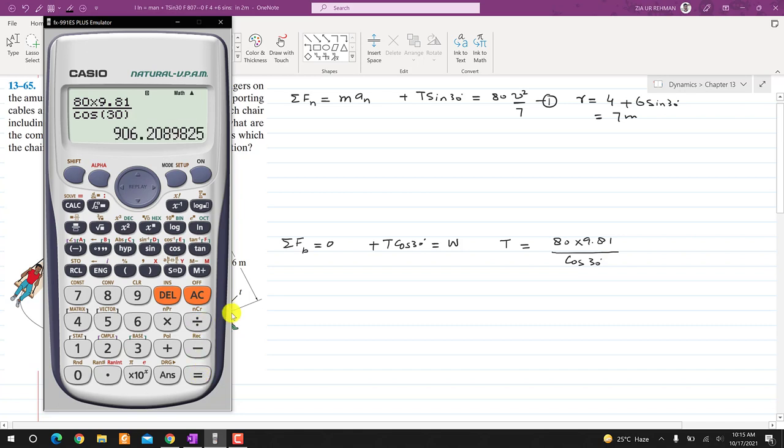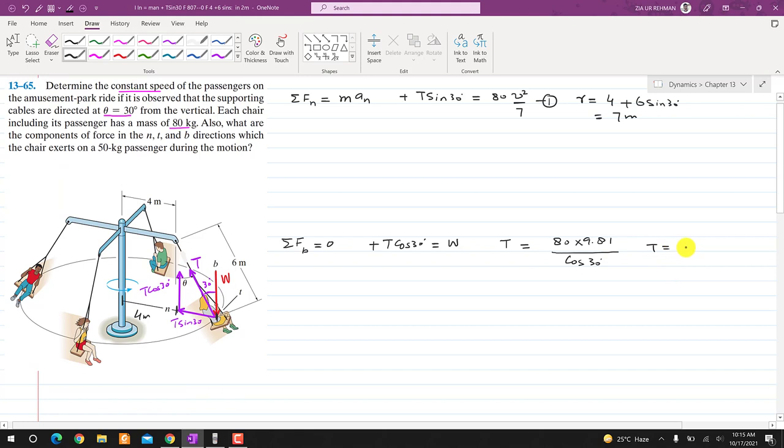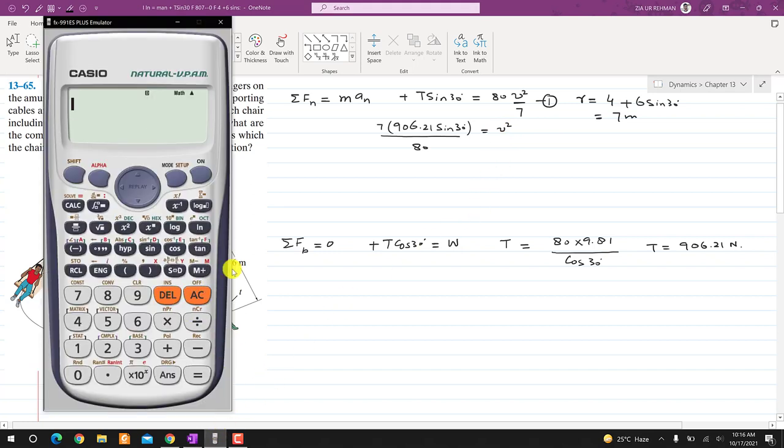This is 906.21. So T is 906.21 newtons. So now from this equation we can find this V velocity, that constant speed. So if I put the T 906.21 sine of 30 degrees, and I need to multiply this with 7 and divide it by 80. So this will give us V square. And if I take the square root, then we will be able to find that constant velocity magnitude.